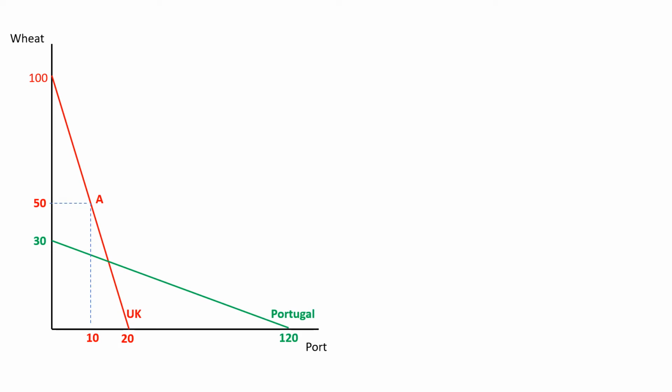If Portugal also went for self-sufficiency, they'd also operate halfway down their PPF, splitting their factors of production evenly between port and wheat production. So at point A, Portugal would produce 60 units of port, and they would produce just 15 units of wheat.